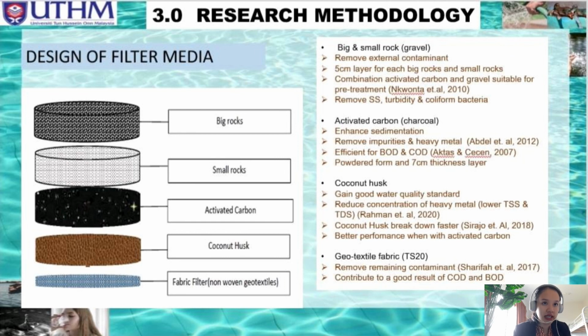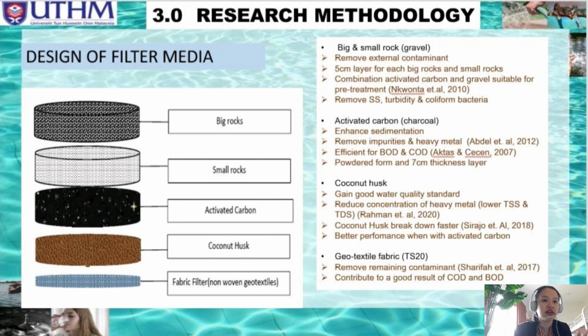Coconut husk is very good to achieve good water quality standards. However, coconut husk breaks down faster, based on a study made by Sirajo. So for better performance, it is actually good to combine coconut husk and activated carbon to reduce the concentration of heavy metals in water, which is to lower TSS and also TDS. TDS is total dissolved solids, while TSS is total suspended solids.